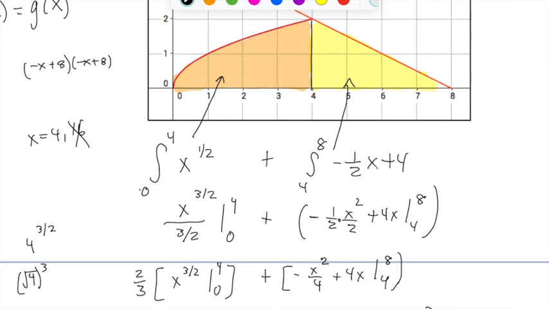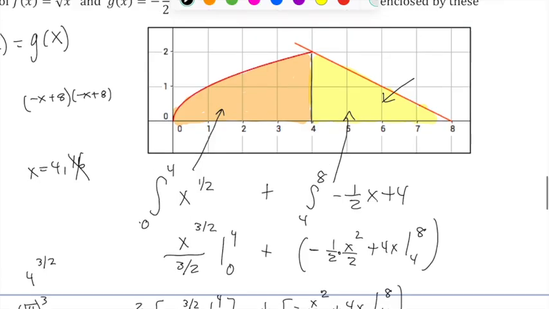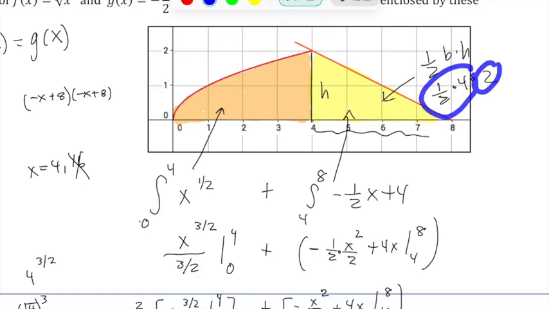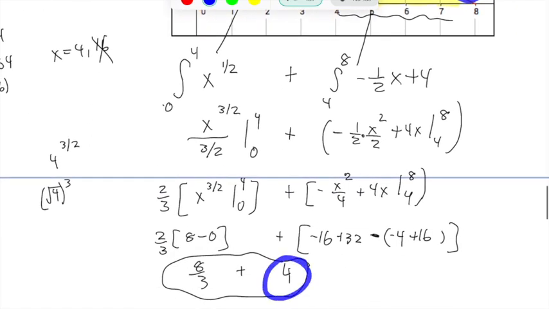Now again, a much easier way of doing this problem is knowing that it's a triangle. So it's 1/2 base times height. My base is going to be 4, and the height is 2. So we could have just easily said, oh, that's 2 times 2, which is 4. That was this answer right here.